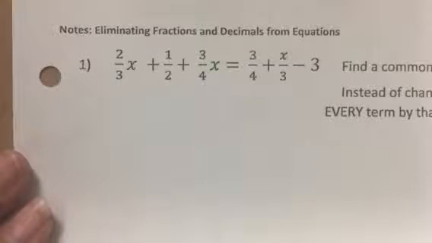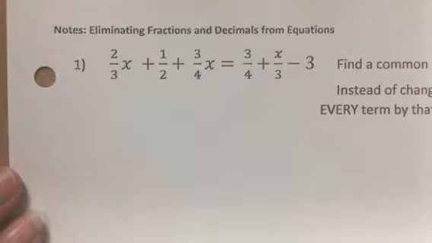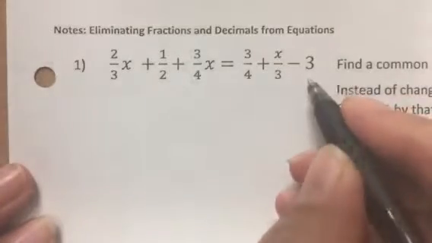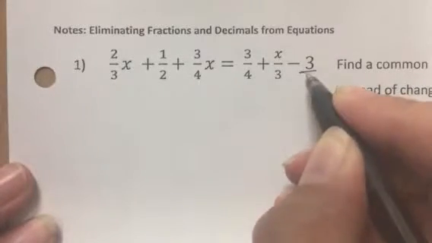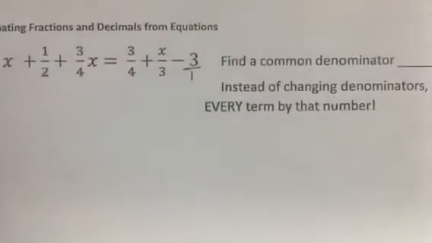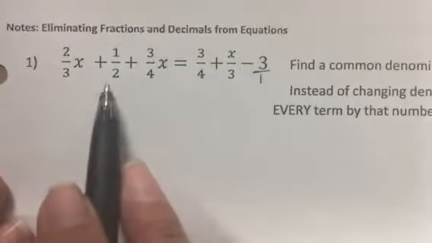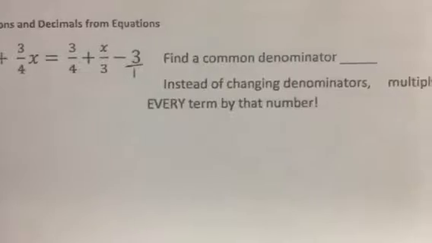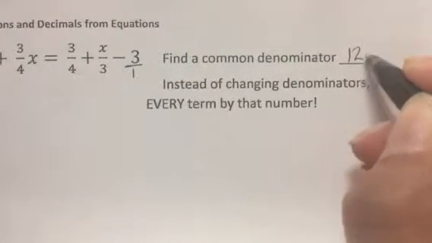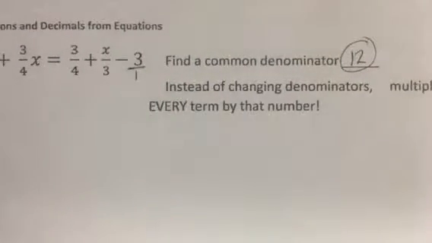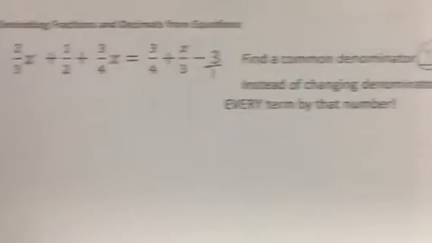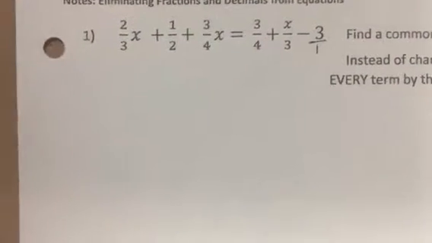All right, this lesson is to eliminate fractions and decimals from equations. The first thing I want to do is make sure my whole numbers are written as a fraction, and put 3 over 1. And then I'm going to find a common denominator. 3 times 4 is 12. 2 will go into 12, so that's going to be my multiply by number. I'm not changing the denominators though. Instead, I'm going to multiply every single term by the number 12.